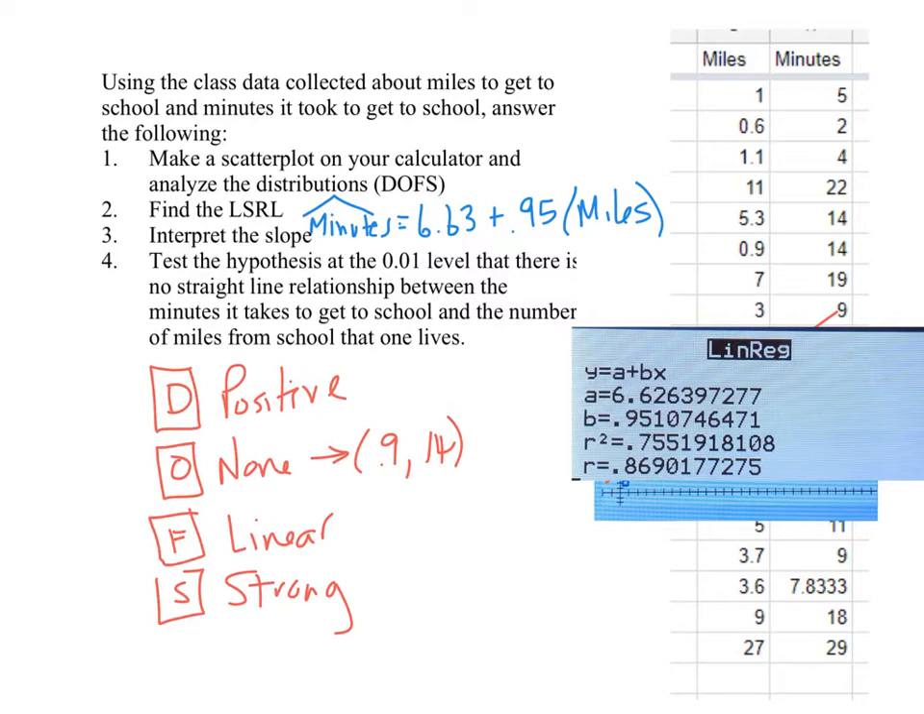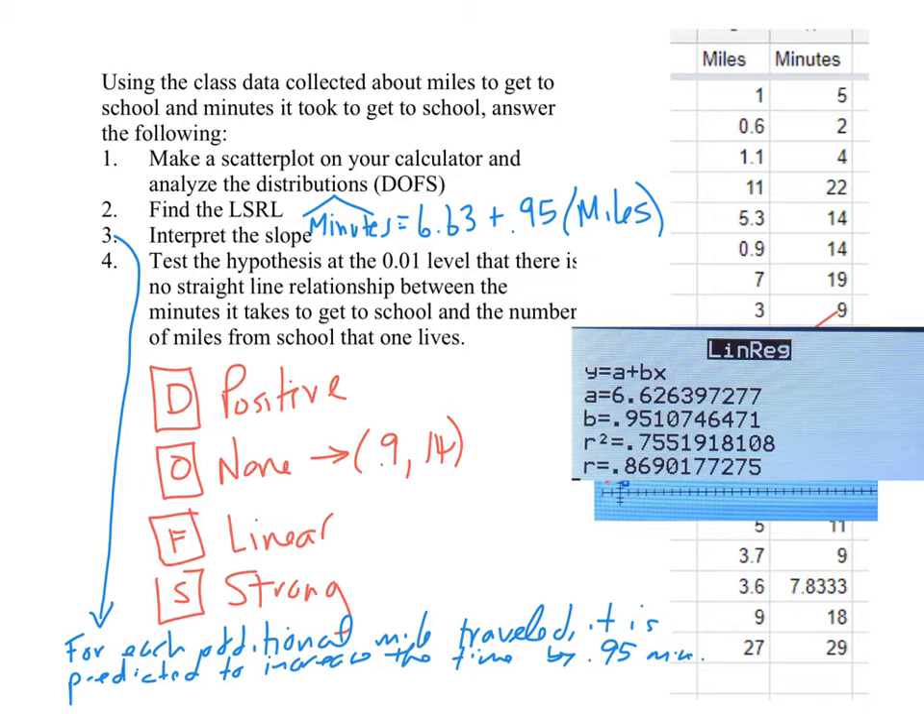And finally, interpret the slope. I'm going to put this down here. For each additional mile traveled, it is predicted to increase the time by 0.95 minutes. I apologize for my sloppy writing.